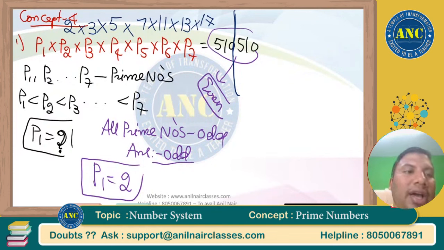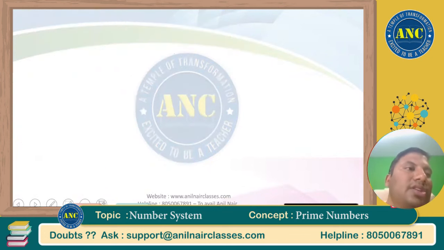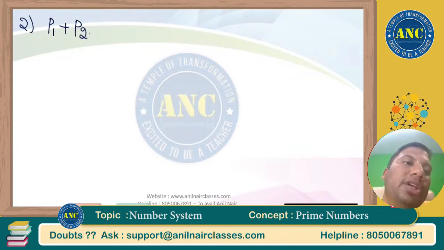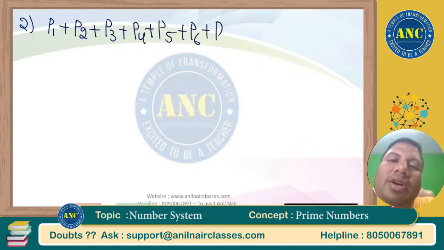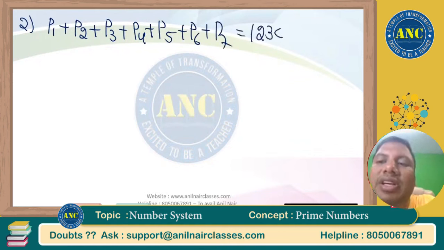Concept number 4. I hope it is clear. First problem. Second one, P1 plus P2 plus P3 plus P1, P2, P3, P4, P5, P6, P7. I am just twisting the question. It is equivalent to 1, 2, 3, 4, 5, 6.